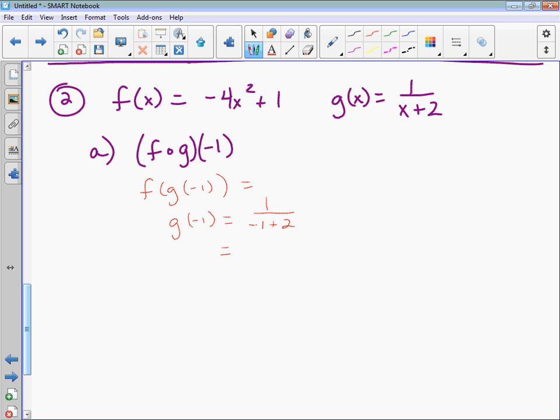So what does that equal? Positive 1, right? All right, so then I take that answer, and now I have to do f of that answer. So what do we get? Negative 3, yes. So that is the actual answer for f of g of negative 1. It equals negative 3. Okay?